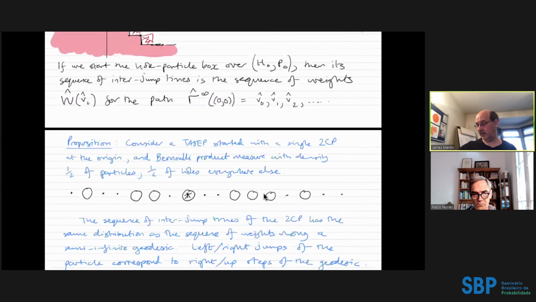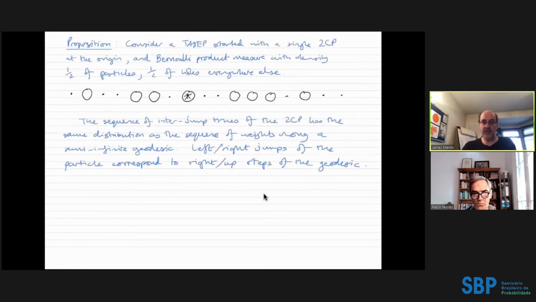So let's write that down as a theorem. We consider a TASEP started with just one second class particle at the origin, and everywhere else we put Bernoulli product measure. So we put a particle with probability half, and we put a hole with probability half independently everywhere. So the second class particle is going to jump left and right, and the times between its jumps have exactly the same distribution as a sequence of weights along a semi-infinite geodesic. And if you look at whether that particle jumps left or right, that's telling you whether the path of the geodesic is going right or up at each step.